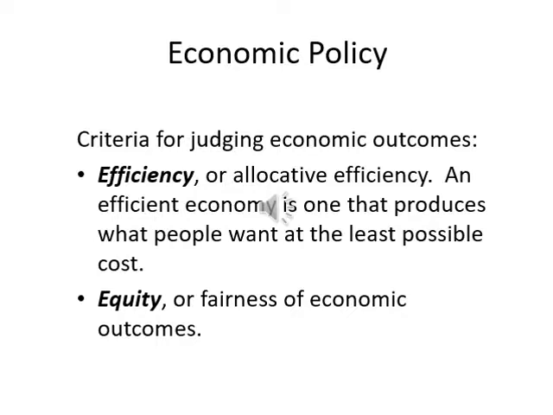Government and the central bank conduct economic policy. Criteria for judging economic outcomes are: 1. Efficiency, or allocative efficiency. An efficient economy is one that produces what people want at the least possible cost. 2. Equity, or fairness of economic outcomes.